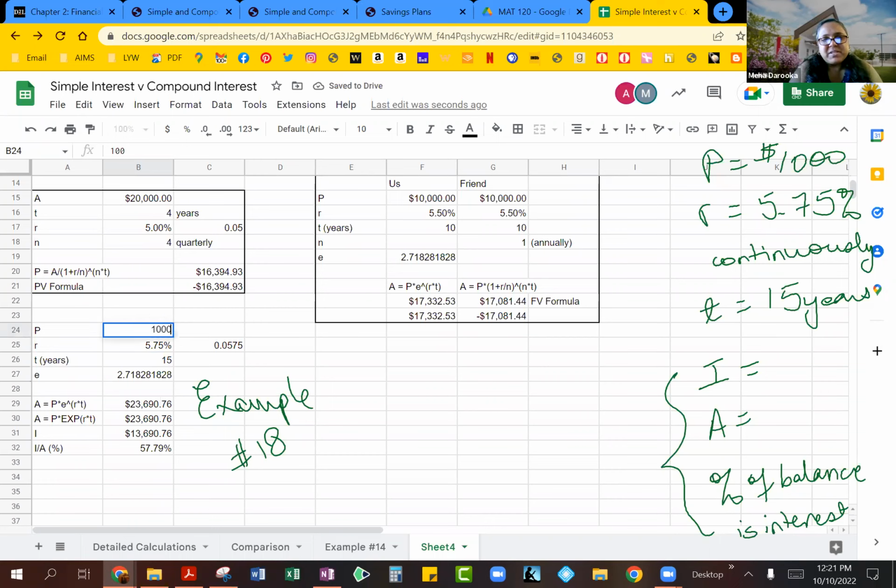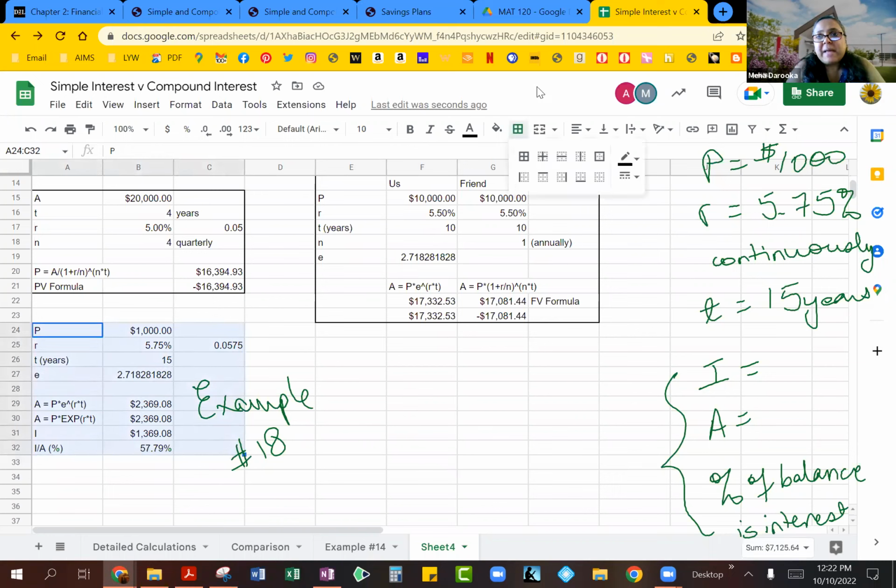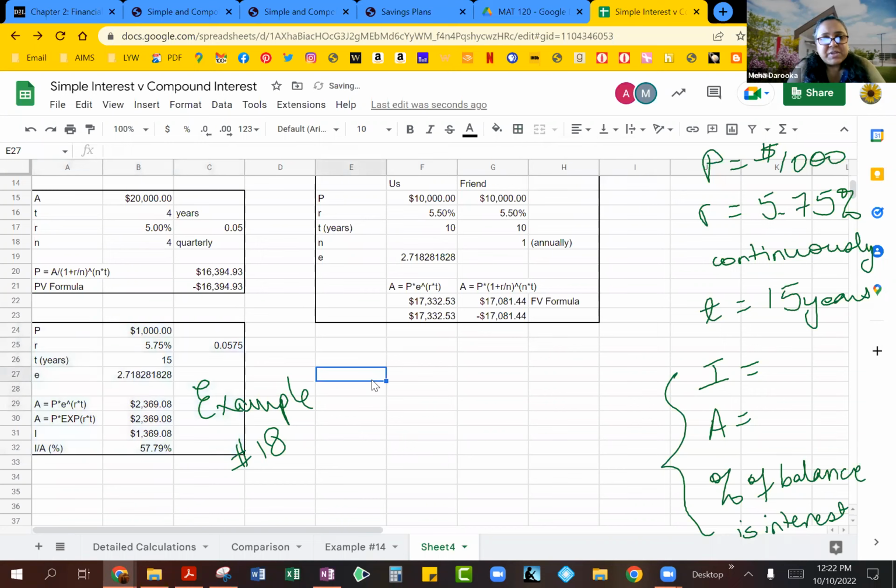So it was just because we started out with a nice meager amount of 1,000, but we still had really good growth in our balance over here. Alrighty, guys, so this was number 18. Let's save this, let's clear this out.